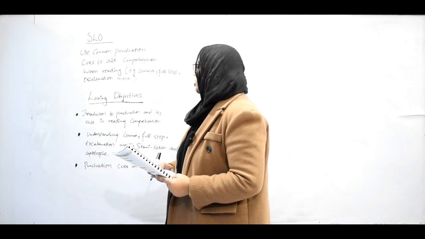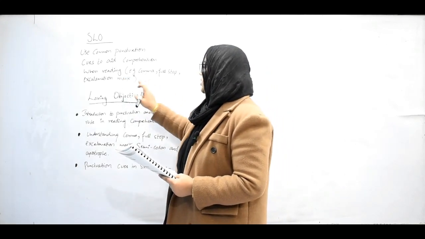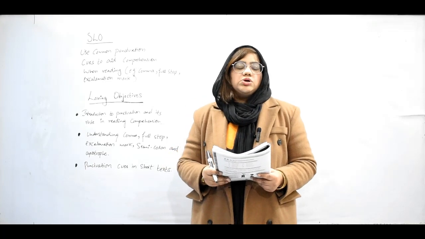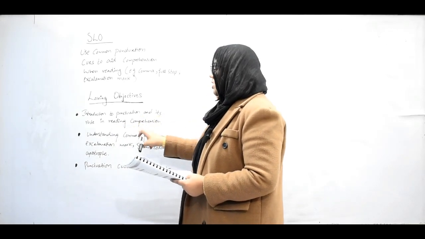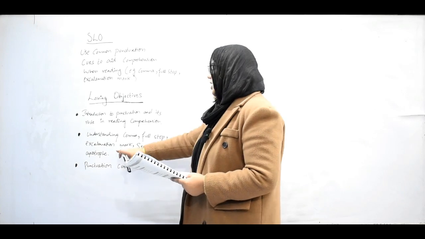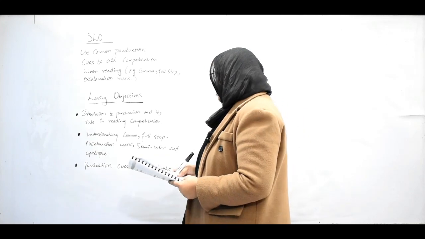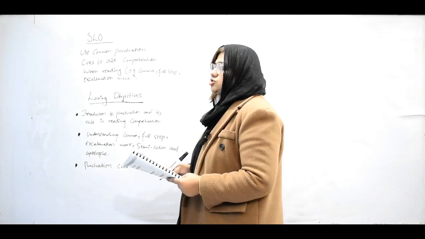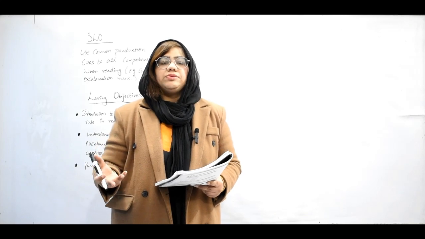Today I'm going to discuss how to use common punctuation cues to aid comprehension when reading, for example, comma, full stop, exclamation mark. What are the learning objectives of today's lesson? Introduction to punctuation and its role in reading comprehension. Understanding comma, full stop, exclamation mark, semicolon, and apostrophe. Punctuation cues in short text. Today, we will discuss how we can use these punctuation marks in a given passage.